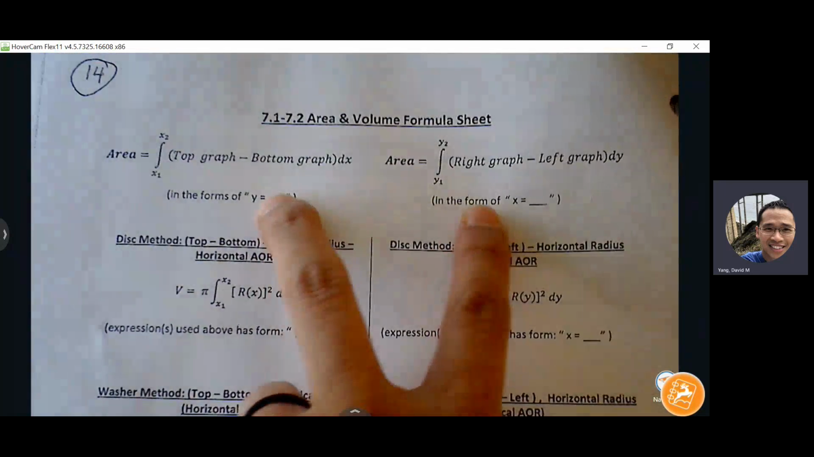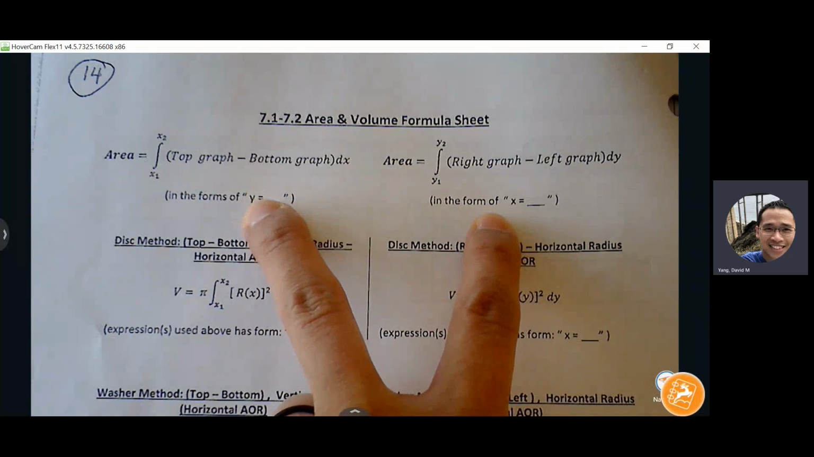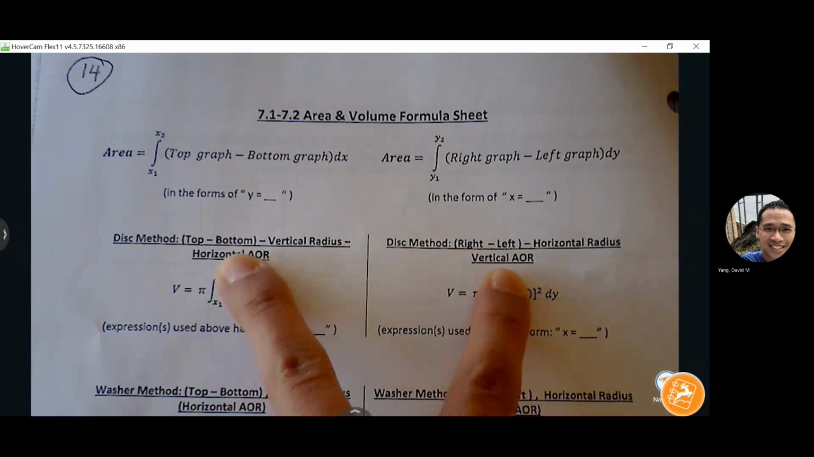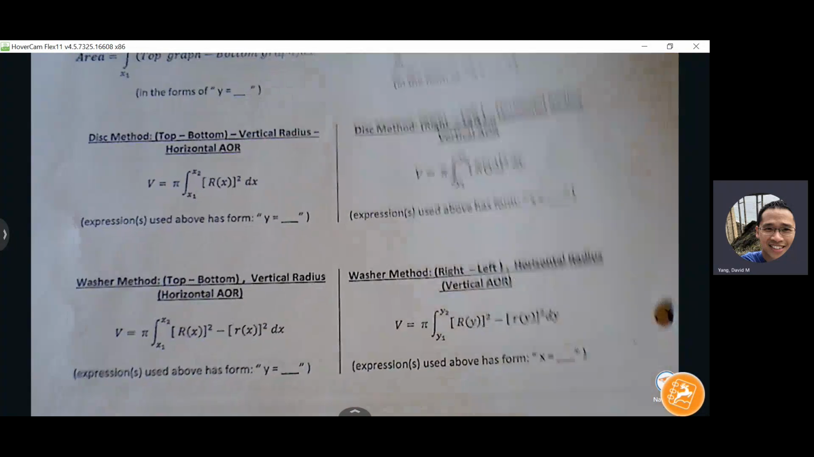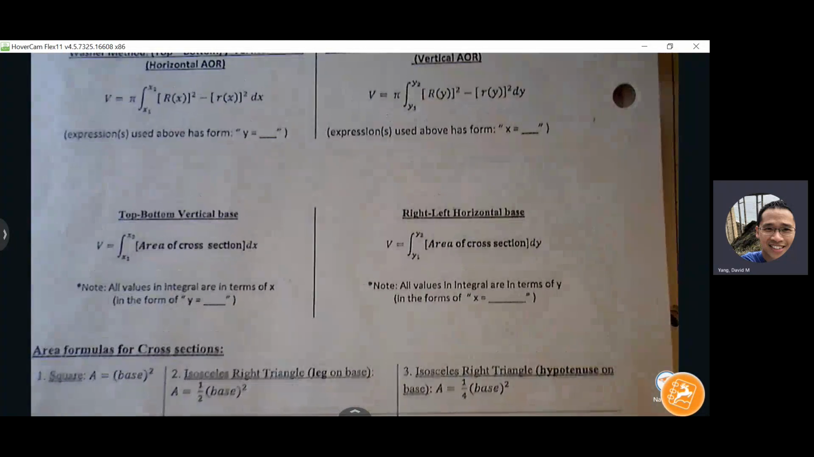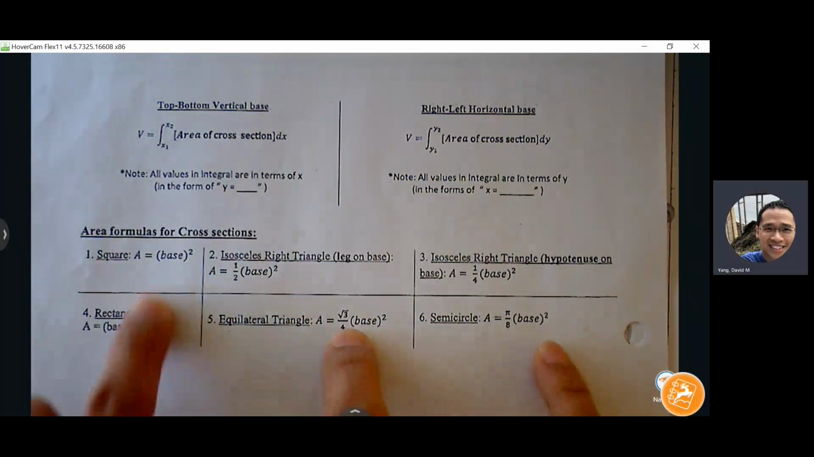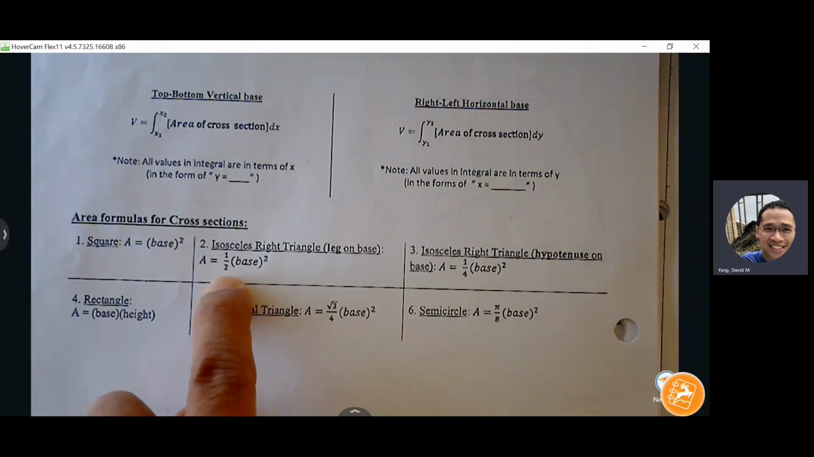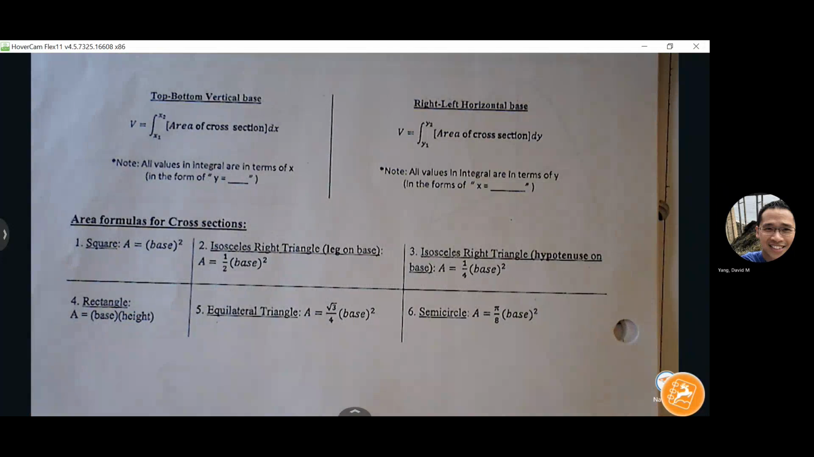And also make sure you review your formulas, right? So you've got the area formula for top minus bottom or right minus left. The disc method for top minus bottom, right minus left. Same thing, two versions of the washer method. And then you've got cross section. For cross section, you just have to spend a little bit of time memorizing these formulas. Just remember that most everything is base squared. You just have to remember the coefficients in front: 1/2, 1/4, √3/4, or π/8. And the rectangle is just base times height.